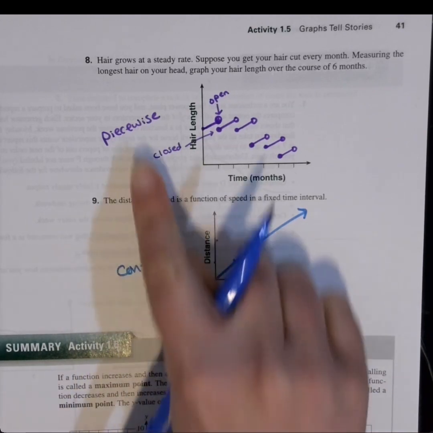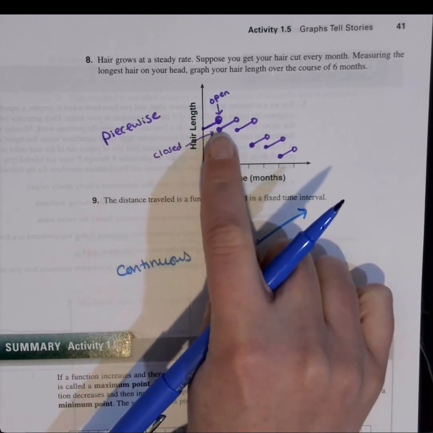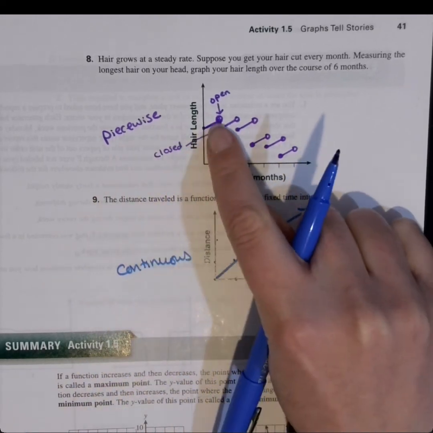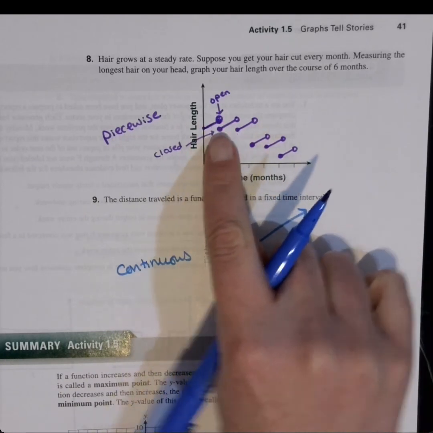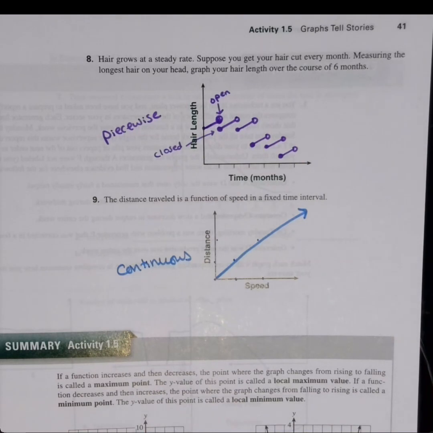Okay. This is a function that is not continuous. It has continuous segments followed by discrete breaks and more continuous segments and then some breaks in the piecewise functions. Again, we'll talk about piecewise some more in section 115.